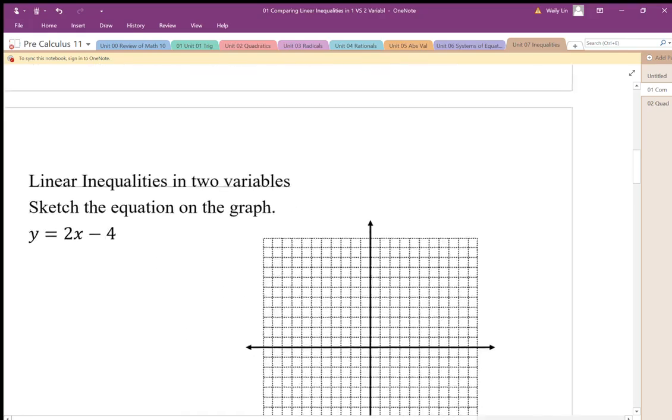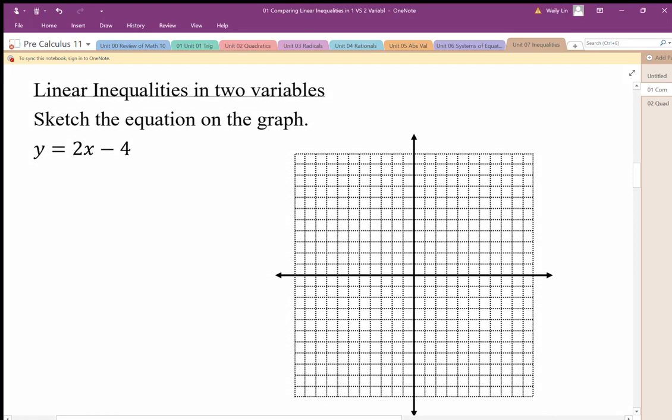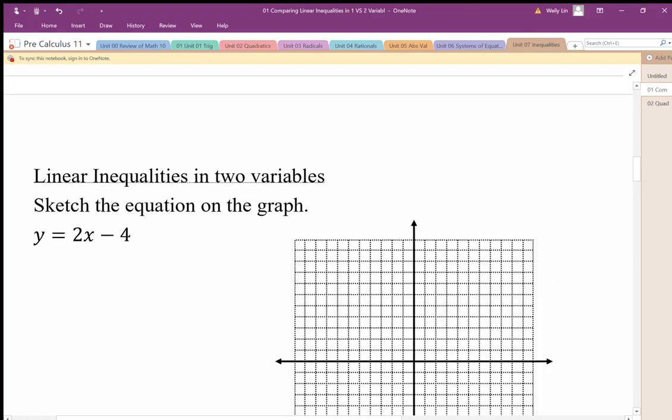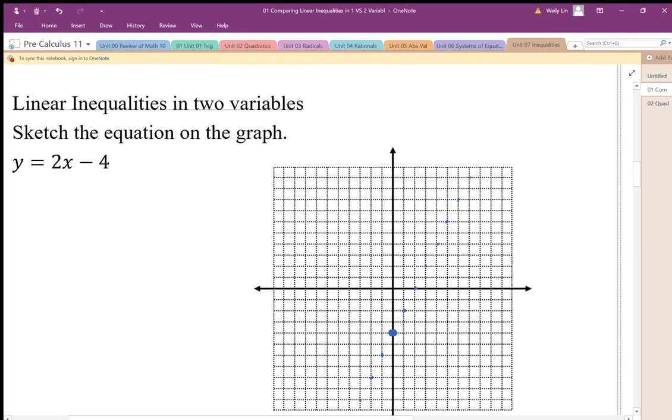Then that lets us move to linear inequalities in two variables. What is the difference between a two variable inequality and a one variable inequality? With two variables, we're going to start with x and y. So we have y equals 2x minus 4. I'm going to graph this. There's my y-intercept at -4. I'm going to have a slope of 2. If I draw my points in here, that's the slope of 2, and there is my line, y equals 2x minus 4.